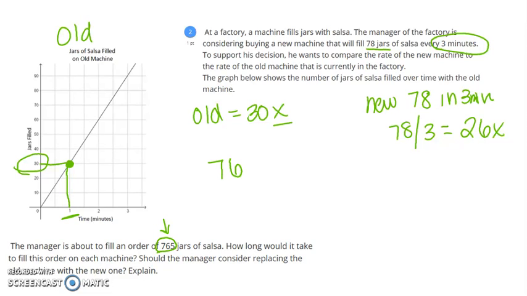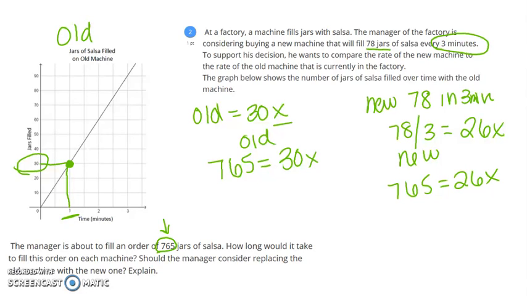So 765 would be equal to 30x. That would be the old machine. The new machine would be 765 is equal to 26 times x. Remember, x is the time. So x is saying time. So my old equation is saying 30 jars every 1 minute. My new equation is saying 26 every 1 minute.